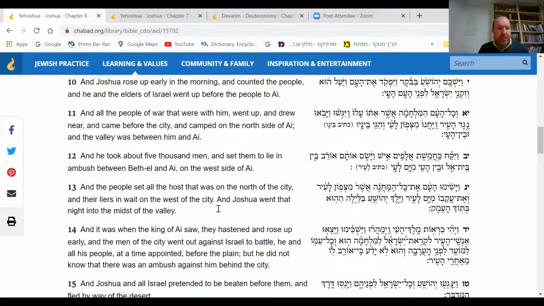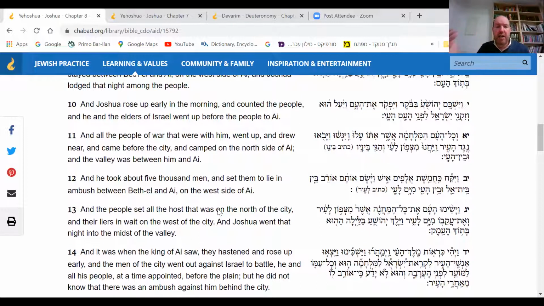So we basically have the description of the Israelites approaching the Ai, setting an ambush. But what's peculiar is we have a double mention of the ambush with different numbers. We have also twice the mention of Joshua at night functioning, either being in camp with the Israelites at night or walking in the midst of the valley at night, and the description of rising up or getting up in the morning, also in both instances. And the question is, what's going on here?